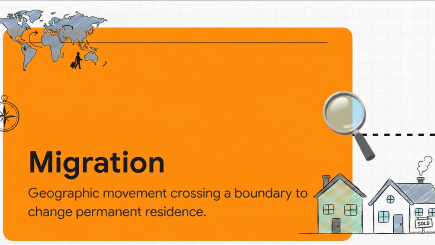And the third and final engine is migration. Now, this isn't just taking a 2-week vacation. In the world of demography, migration specifically means geographic movement where someone crosses a territorial boundary to set up a brand new permanent residence. It's people literally packing up their entire lives and completely changing their geographic baseline.